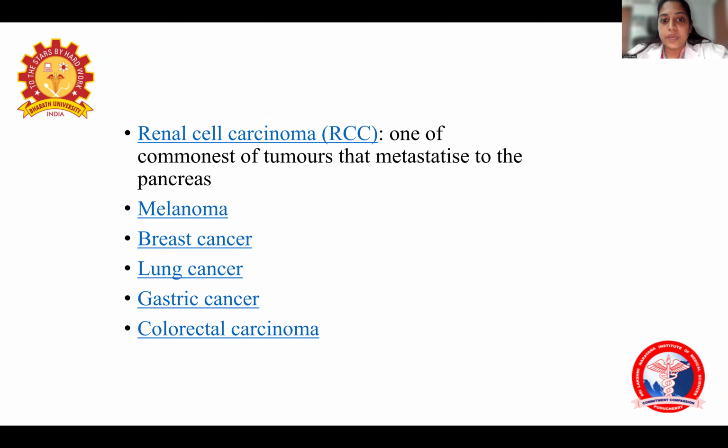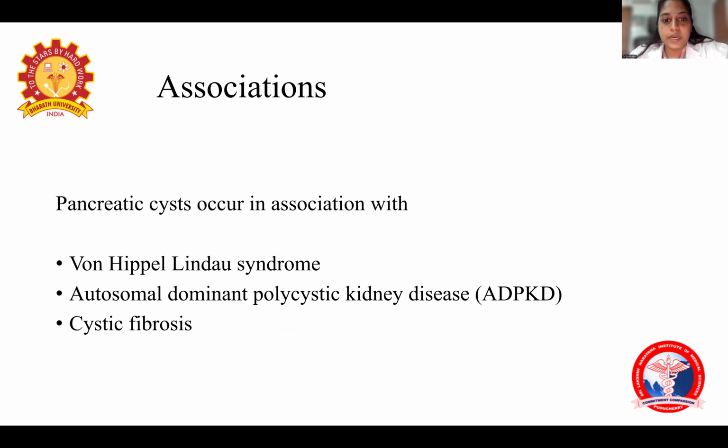So the common primaries which metastasize to the pancreas are renal cell carcinoma, which is the commonest, then melanoma, breast cancer, lung cancer, gastric cancer, and colorectal carcinoma. There are some associations I would like to tell you about. There are these pancreatic cysts. They occur in association with von Hippel-Lindau syndrome, autosomal dominant polycystic kidney disease, where there will be cysts in the liver, pancreas, and kidneys, and in cystic fibrosis.